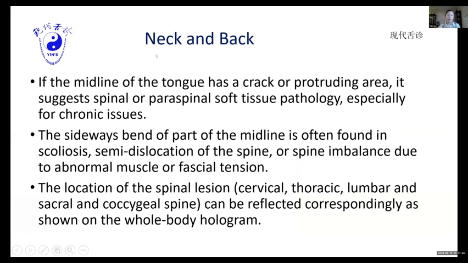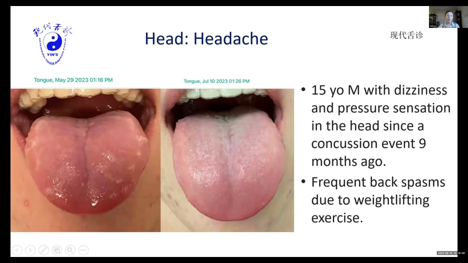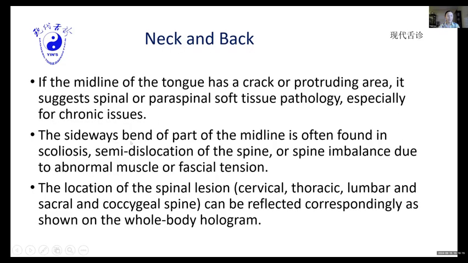Now we move to the neck and the back, just like what we saw in the previous case. If you see a crack or protruding area on the midline of the tongue, it suggests there's some pathology either in the spine or in the soft tissue around the spine. Especially for chronic issues, you will see more cracks. But the case we saw earlier, he's young and this is pretty recent, so you don't see the crack yet.